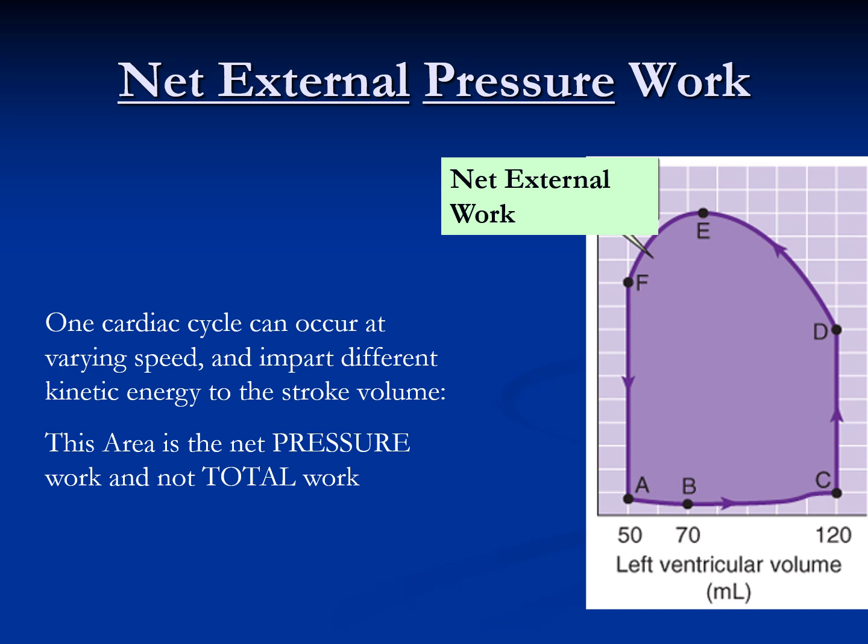So therefore, one cardiac cycle would consume this net external pressure work. Remember, this one cardiac cycle can occur at varying speeds, and therefore, depending on the speed, can impart a different kinetic energy on that stroke volume. And therefore, this area is the total pressure, net external pressure work. It doesn't include kinetic energy.